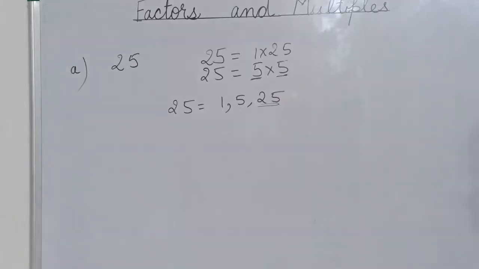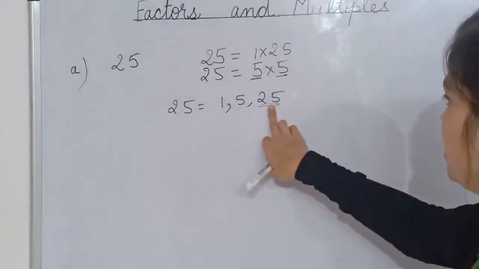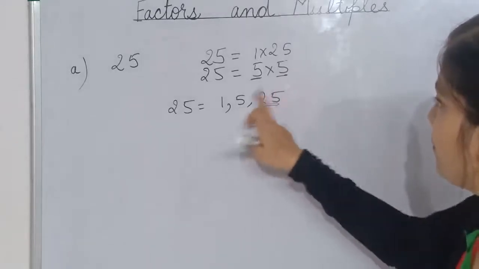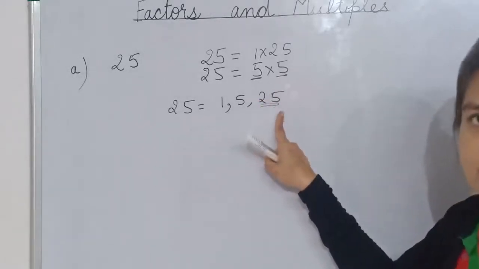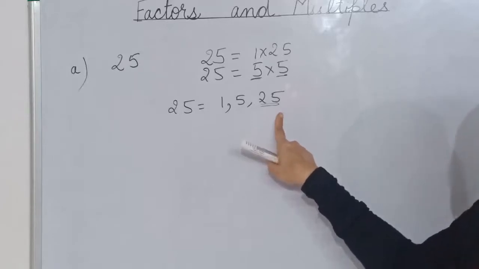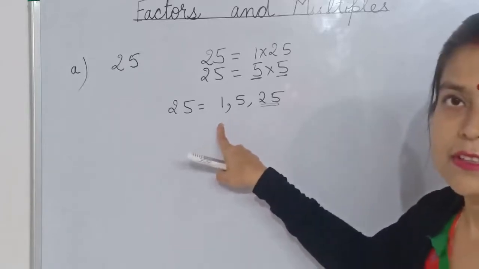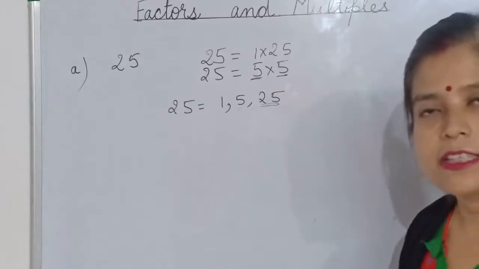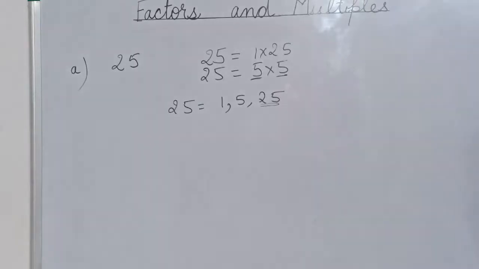Now third, the smallest factor of a number is the number itself. You can see 25 is a factor of this number. It is the greatest. The smallest is 1 only. So it is not the smallest. This statement is also false.